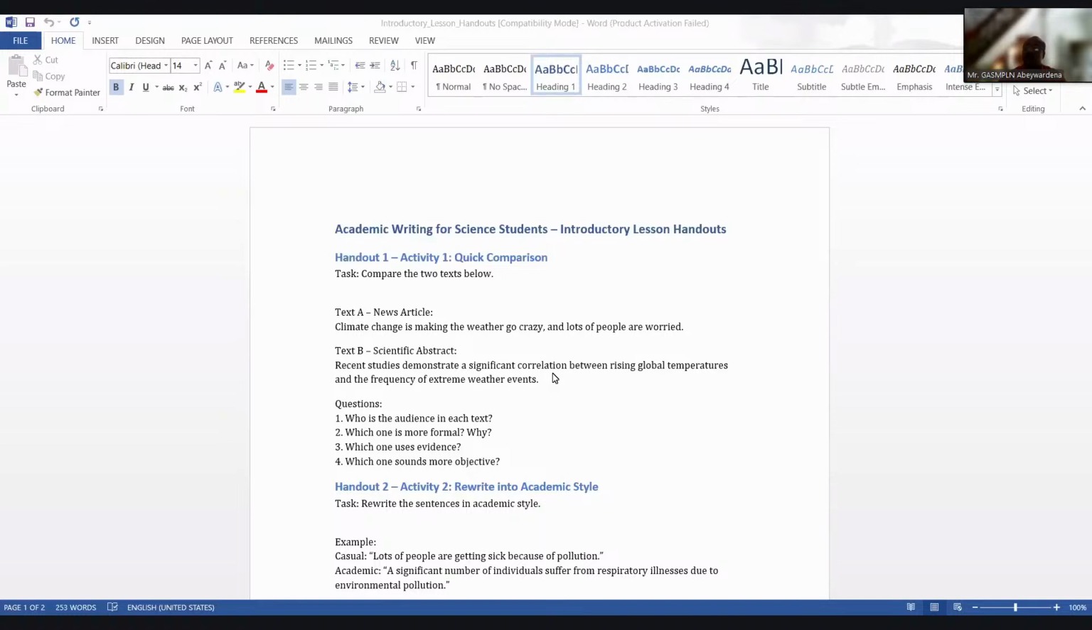Does any of you have an idea? Relationship, right? Between rising global temperatures, global warming, simple word is global warming, and frequency of extreme weather events, weather change. Right? Weather change, climate changes, right? Now you see, did you understand the difference between the two?